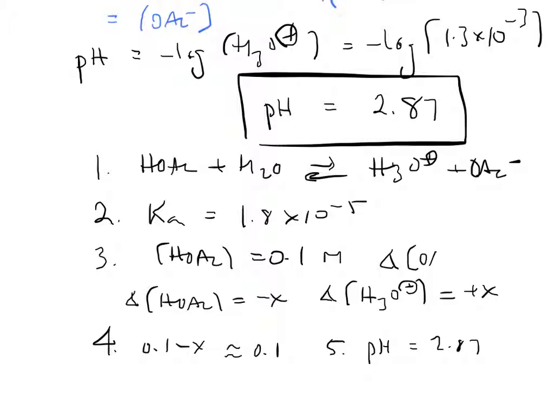That concludes this video where we address the pH of a weak acid, acetic acid. You could apply the same method to other weak acids, at least other monoprotic weak acids, if you know the Ka and the initial concentration of the acid form.